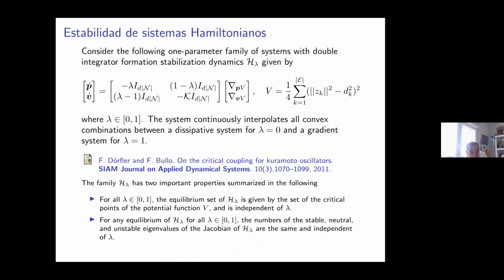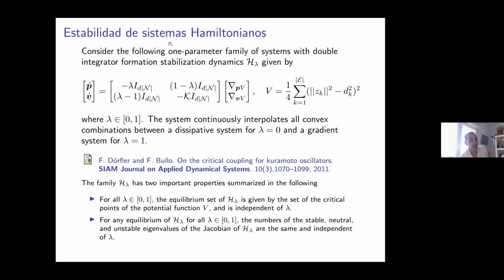What is also crucial is a result on the stability of dynamical systems, of Hamiltonian systems, by Dörfler and Francesco Bullo in this 2011 paper in the SIAM Journal on Applied Dynamical Systems, that basically gives us a way to characterize the equilibria not only for one system, but for a family of systems.